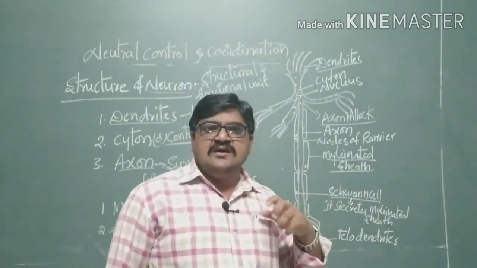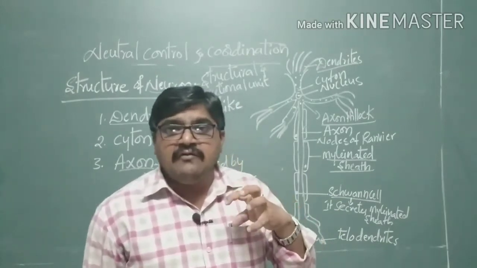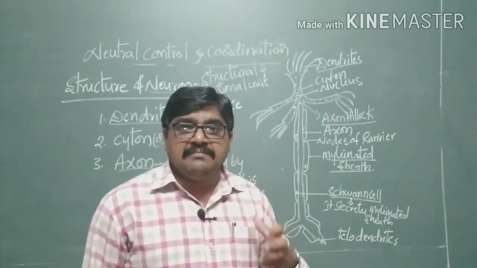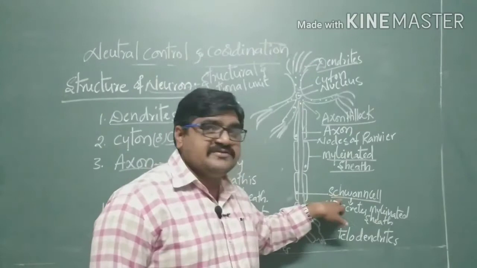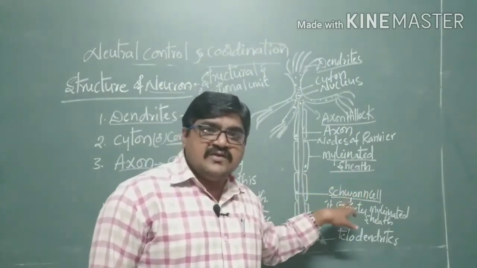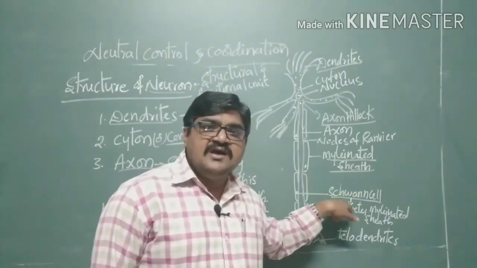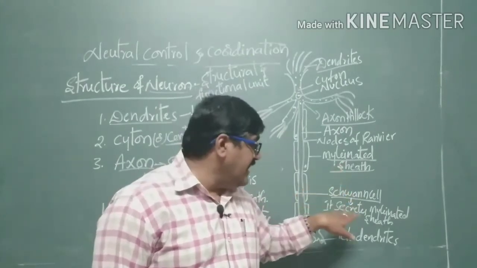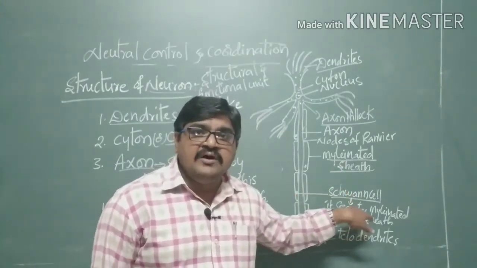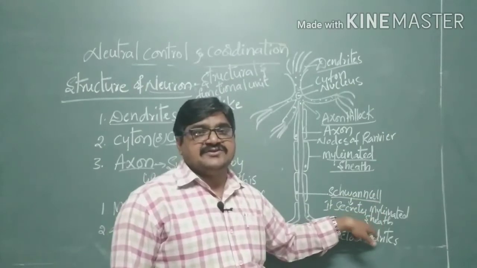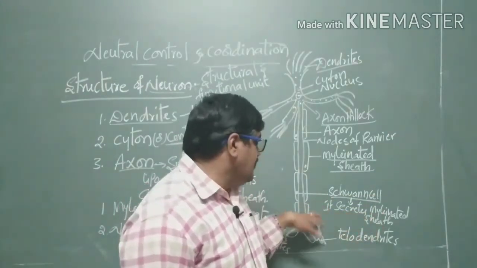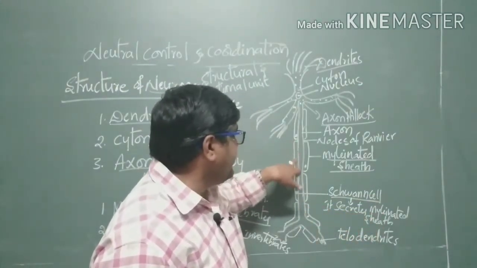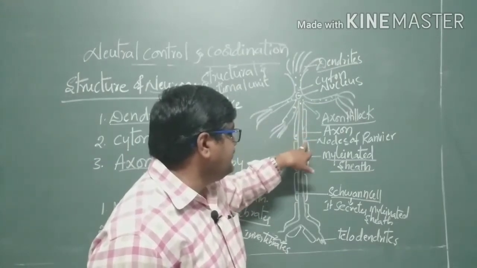This Schwann cell is present in the form of a row of a carpet. Inside the row, the cell nucleus is present. The nucleus helps in secreting the myelin sheath. In between the myelinated sheath there are gaps.